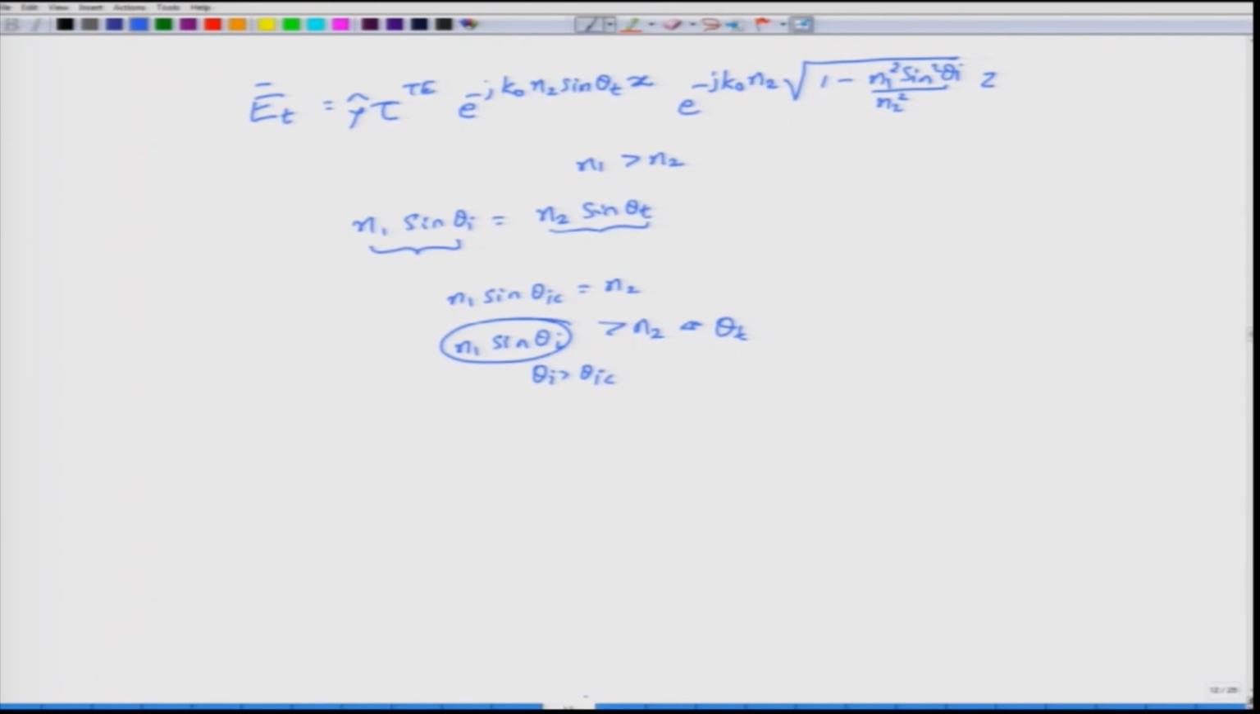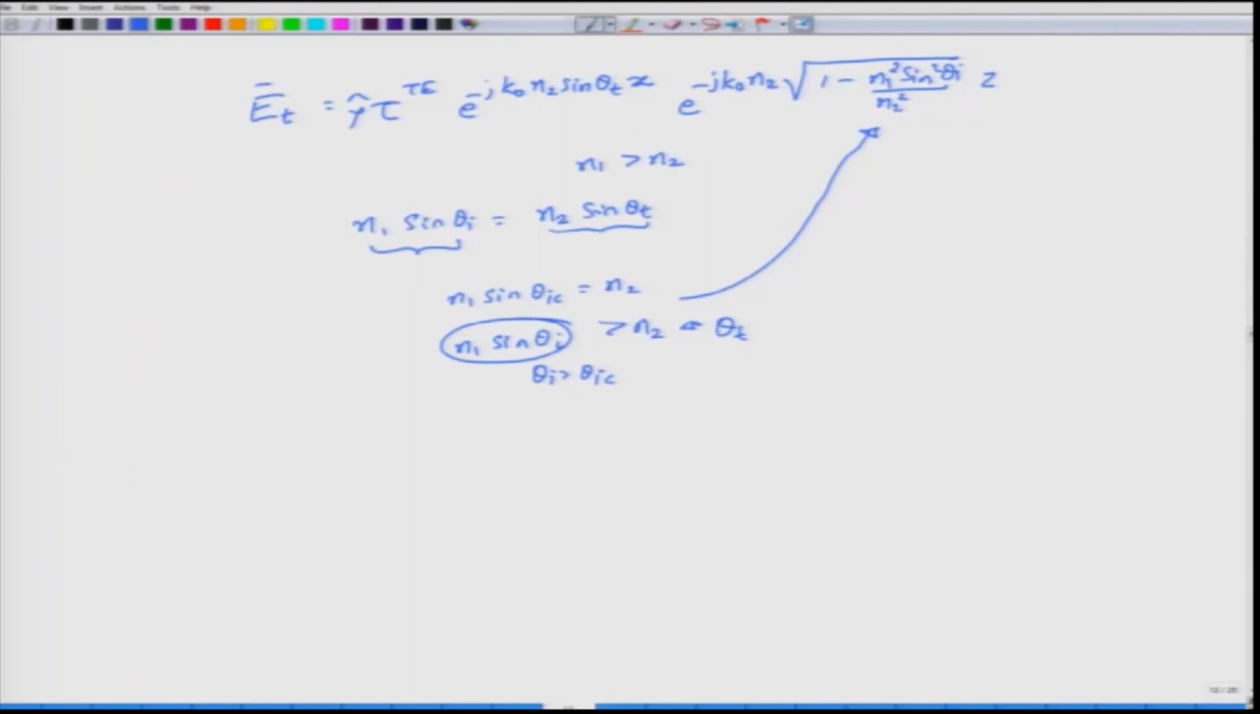But what happens to the electric field amplitude? Well, if you go to this one, now at theta I equals theta c, this numerator n1 sin theta I is equal to the denominator n2, and therefore, this one will be 1, and the exponential term with respect to z will be equal to 1, and what you are now left with is an expression which is just dependent on x.